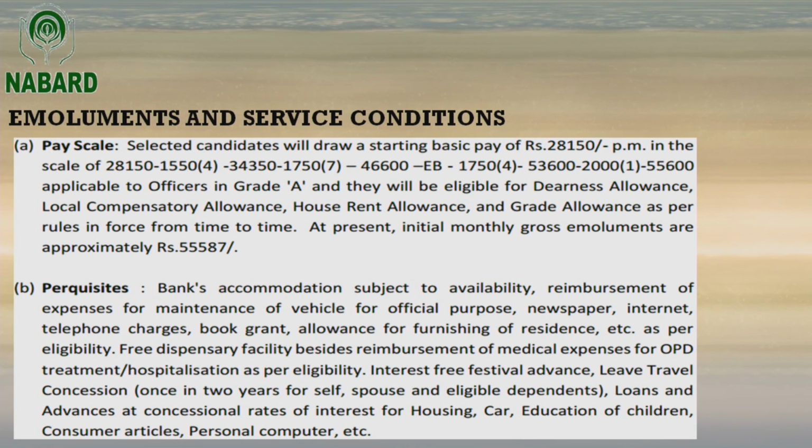Perquisites include the bank's accommodation subject to availability. That is the more important part. And also advances at concessional rates of interest for housing, car, education of children, consumer articles, personal computer, etc. So students, it's a very important thing to go through. You have to go through this particular slide very carefully so that you can understand what the pay scale requirement and perquisites are. Let's move on to the next PPT.